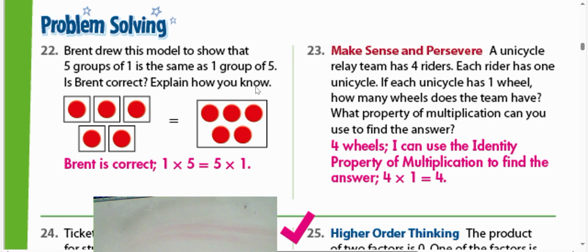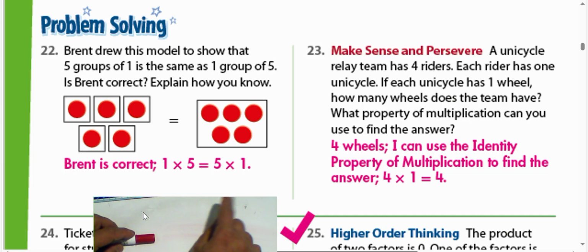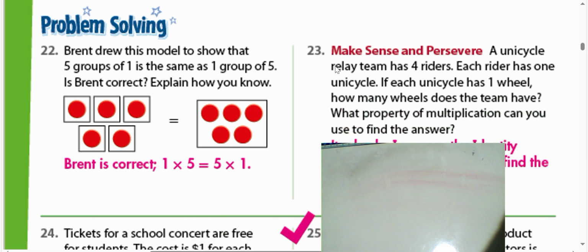Now, question number 22. Draw this model to show 5 groups. We have 5 groups. 1, 2, 3, 4, 5. Each group is 1 group of 5. This is the same. Is the print correct? Explain. Yes. We can write the print is correct because 1 times 5 equals 5. Then we can draw one group, and the group contains 5 elements, or the inverse. There are 5 groups, each group contains 1, because 1 times 5 equals 5 times 1. We can review together.